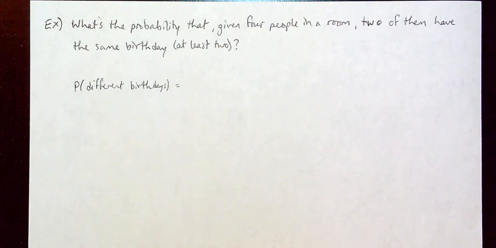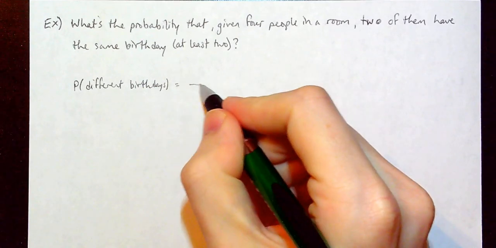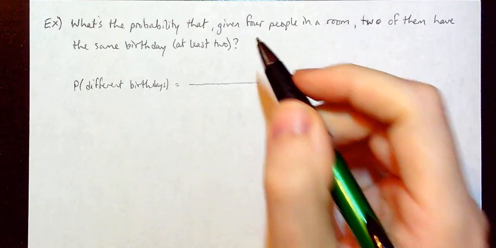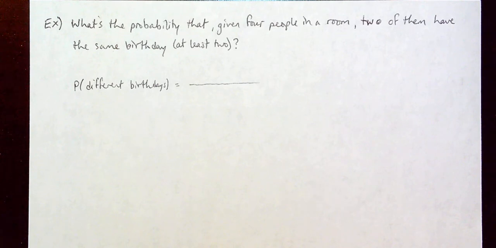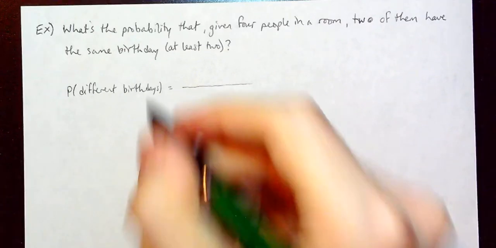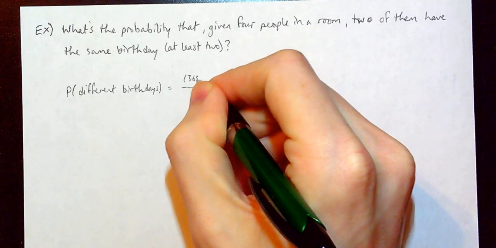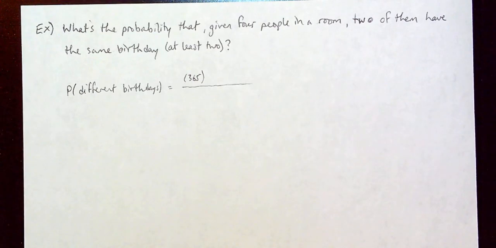Okay, so we have our 4 people. We want to know what's the probability that they have different birthdays here. Well, for the first person, you can have one of 365 days. Doesn't matter what the birthday of the first person is, we have to start somewhere.